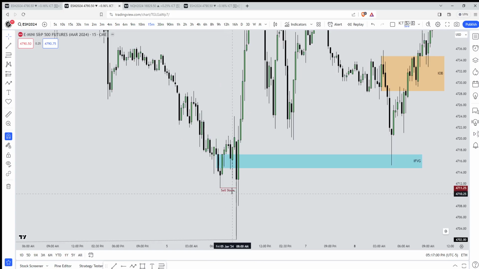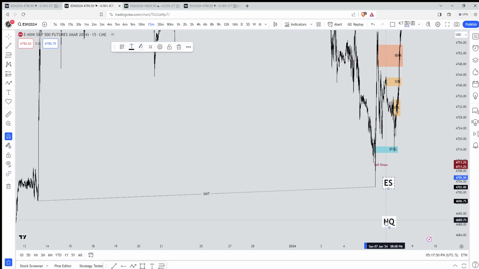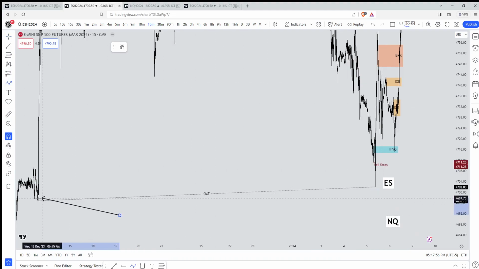As you can see, price took out sell side liquidity. Also, if you do zoom out, you'll see between this previous low and this low, we do have SMT with the NASDAQ. So ES is up here, NASDAQ is down here. If you do study the higher time frame chart, you'll notice that NQ engaged this liquidity down here. So SMT is a cracking correlation between correlated assets.